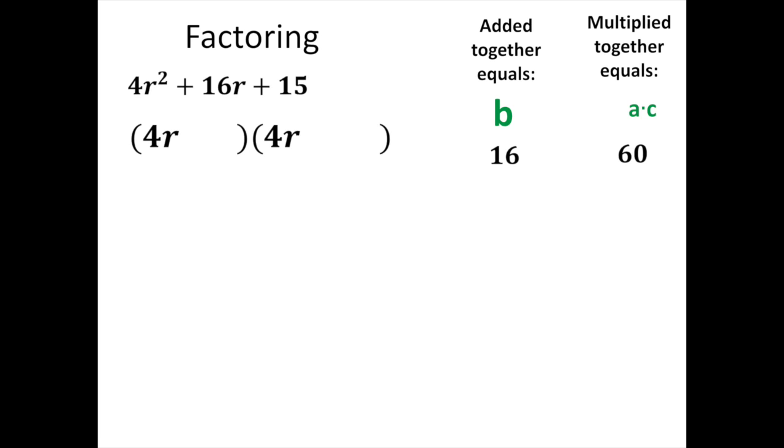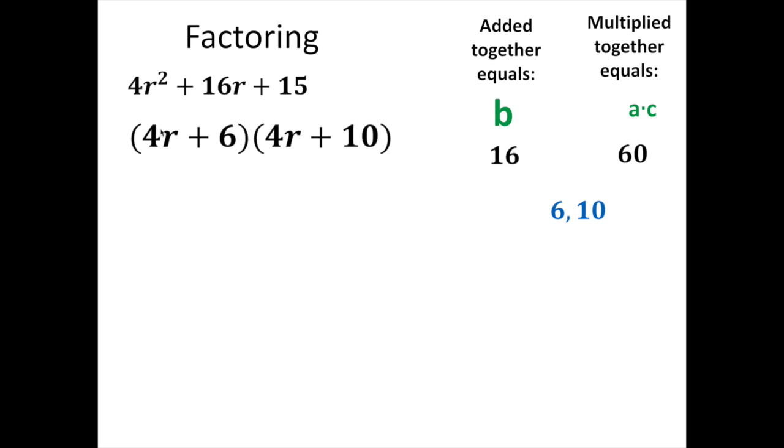So I need two numbers that multiply together to give me 60, but add together to give me 16. Those two numbers are 10 and 6. Now, it doesn't matter what order you write these in. I wrote them in this order, but again, you could have gone 4r plus 10 or 4r plus 6. Doesn't matter.